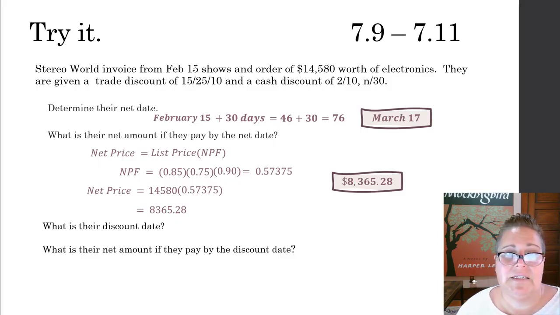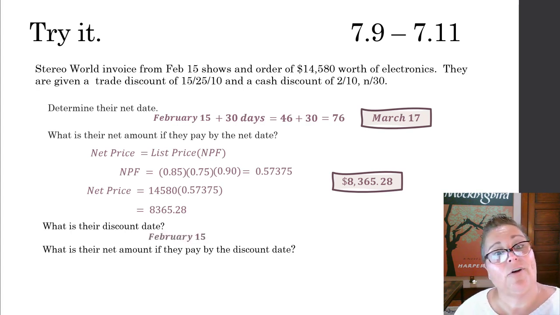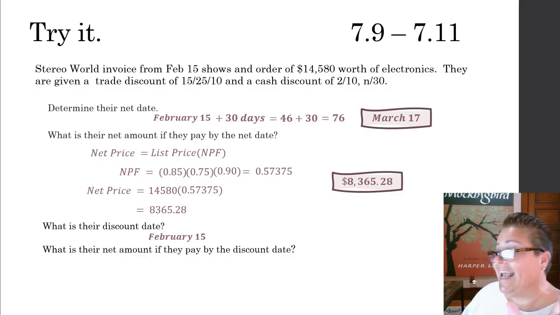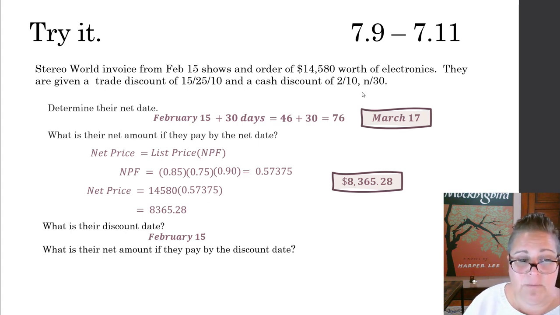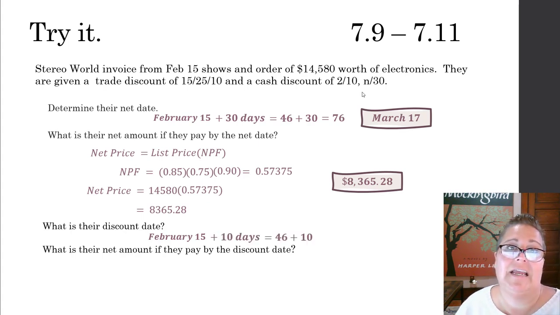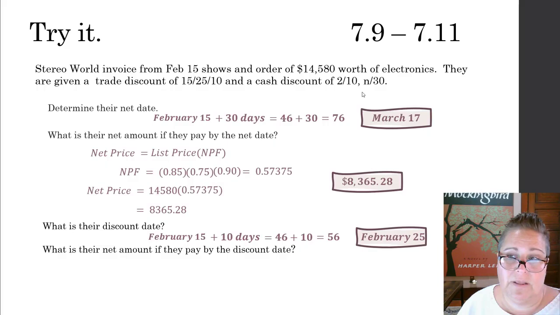If they can get the discount, that's 10 days from February 15th. Why 10 days? Because my terms of sale are 2/10, n/30. That's a 2% discount if they pay in the first 10 days. So if I take February 15th and I add 10 days, that's going to be February 25th.